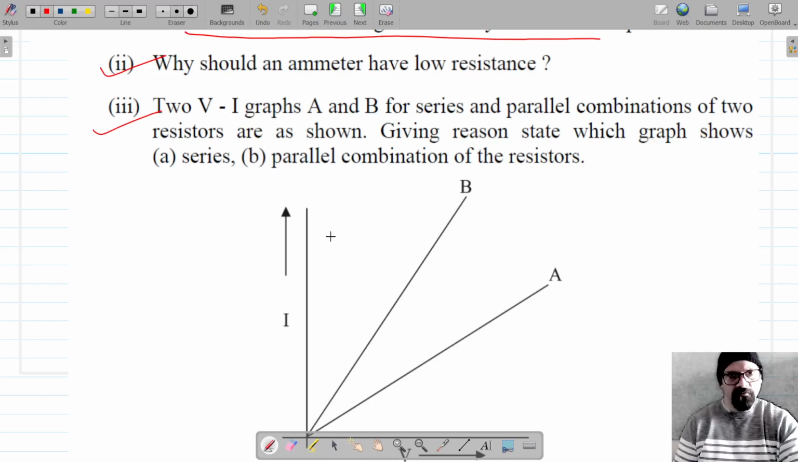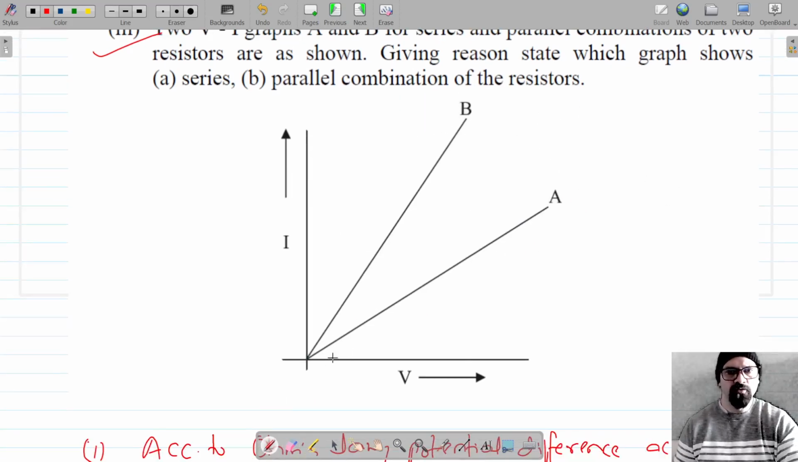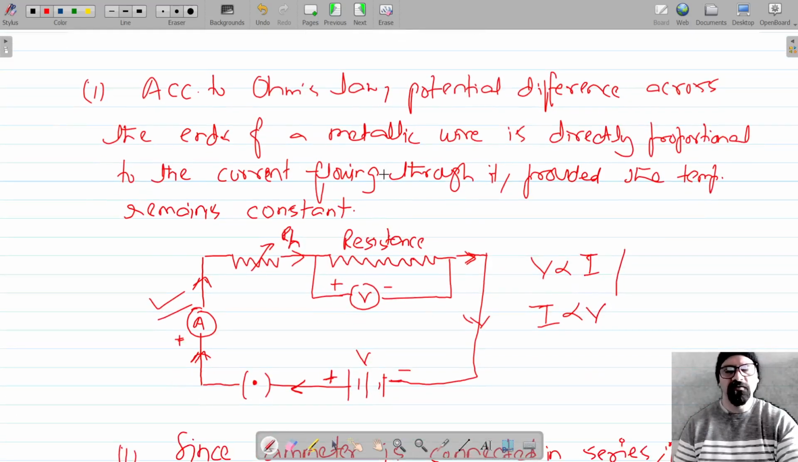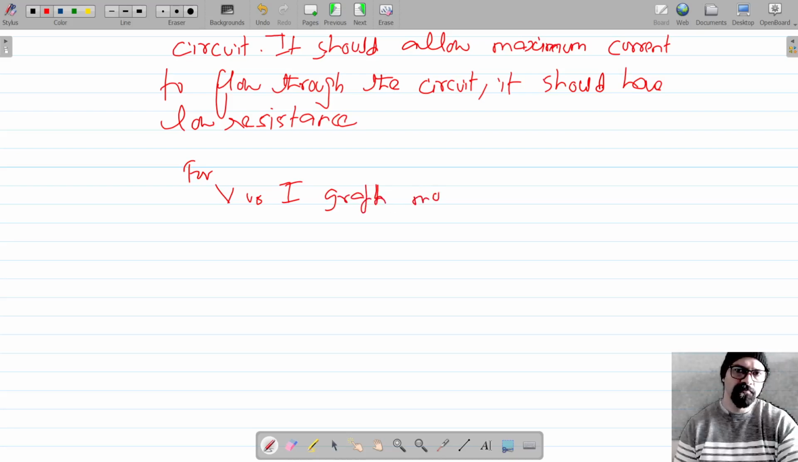Okay, so now we have two VI graphs, graph A and graph B. A is for a series and B for the parallel combination of two resistors. We have to give the reason why, which graph shows series or parallel combination. It's not given which one is parallel or which one is series. Now we know that for a V versus I graph, the more the slope, the more the resistance.